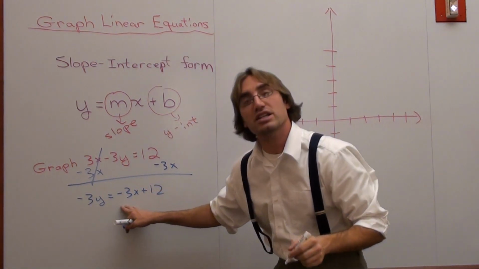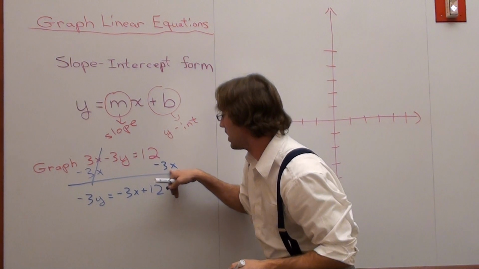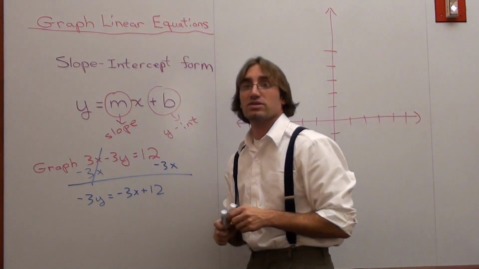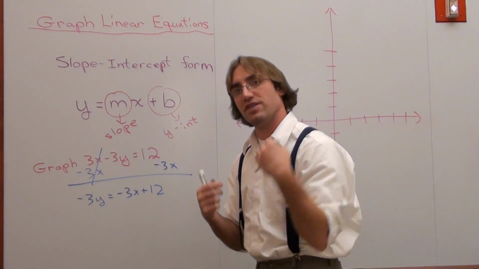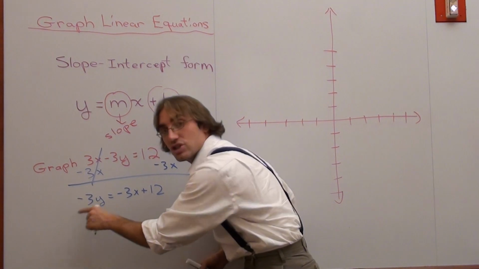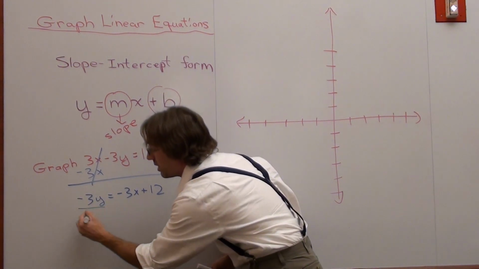And we're going to write it with the x first, then the y-intercept. So it's negative 3x, and that's a plus 12. Now, the y is still not by itself. So what we're going to do is divide both sides by negative 3, because that's a multiplication. It's not an addition, it's a multiplication. So divide by negative 3.